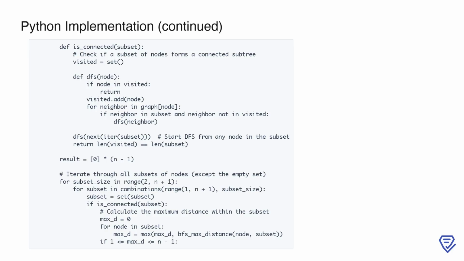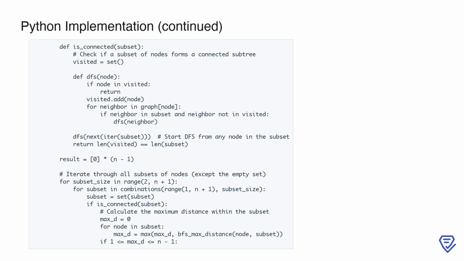Moving forward, we initialize a result list with n-1 zeros, where each index represents the count of subtrees with a specific diameter. We then iterate through all possible subsets of nodes, starting with subsets of size 2, since a single node cannot form a subtree with a measurable diameter.